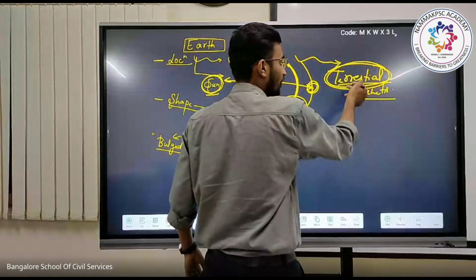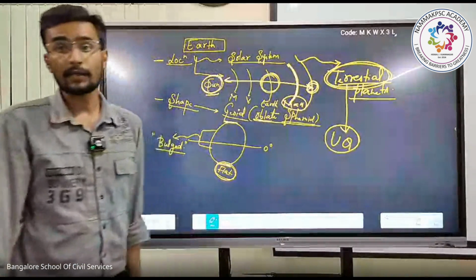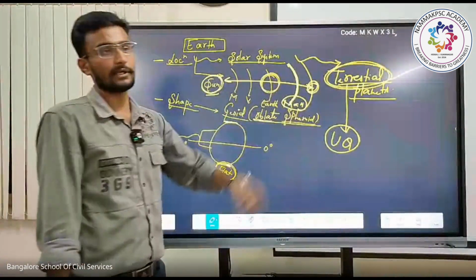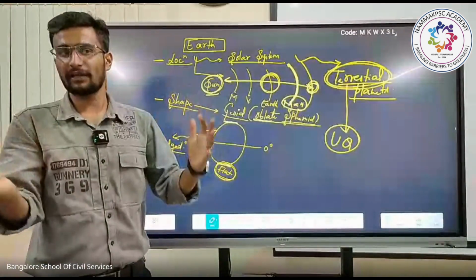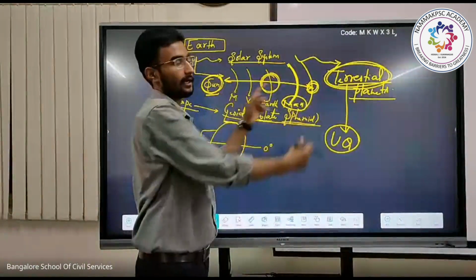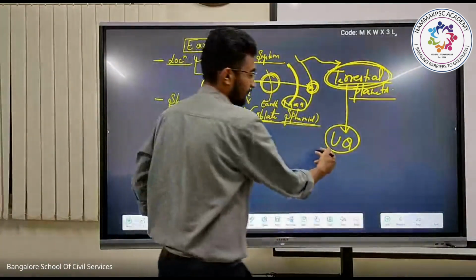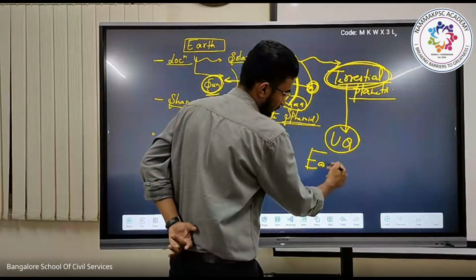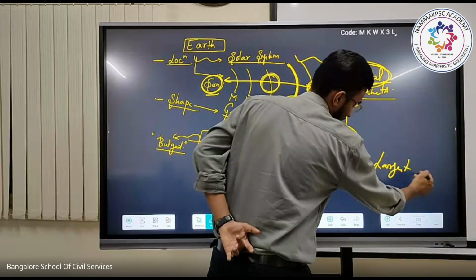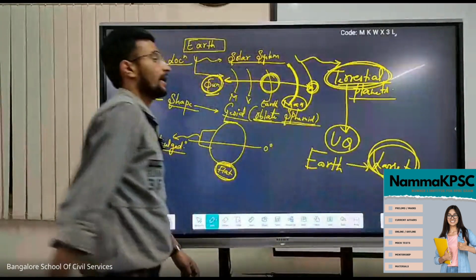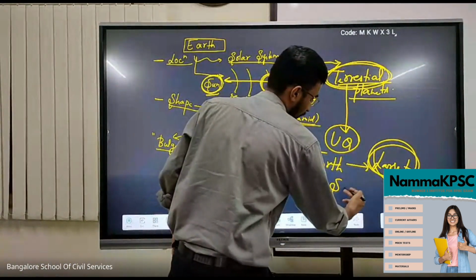So among the terrestrial planets, what is the uniqueness? Life. Only on the Earth we have life. Most importantly, among the terrestrial planets, the density of the Earth is the largest. Why is it the largest? Because Earth is made up of solid.